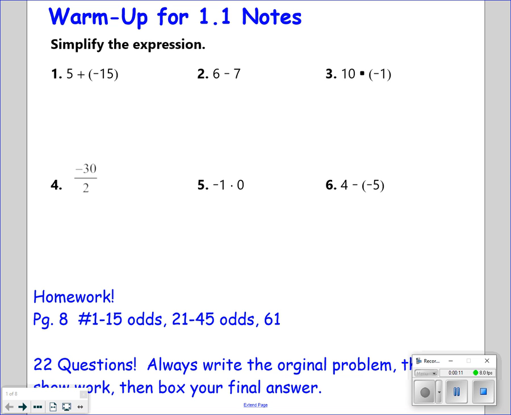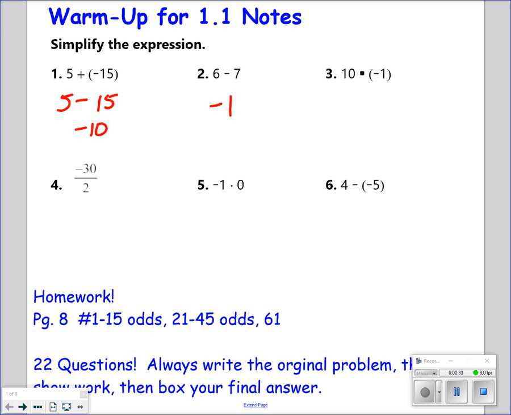The warm-up today is a little bit of order of operations, just reminding you of some things, especially with dealing with signed numbers. So 5 plus a negative 15. You may want to think about this as 5 minus. Anytime the signs are different, it was a minus sign. So 5 minus 15 would be negative 10. 6 minus 7, negative 1.